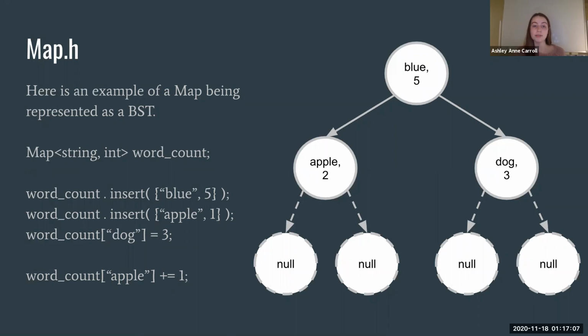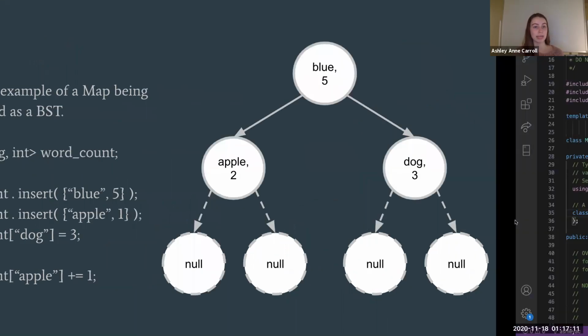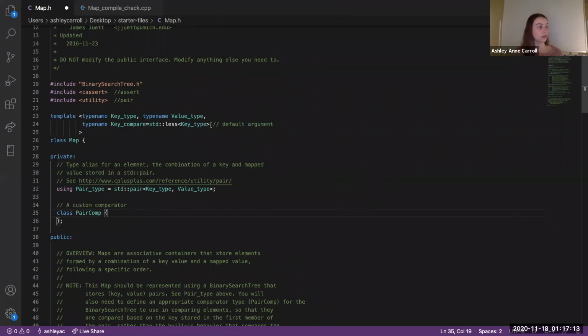Okay, now that we've established what a map is and how it more or less works, let's hop over to our map.h starter file. So the first thing I want to point out here is that we have 3 template parameters for our map. We need to specify the type of our keys, the type of our values, and our comparator type. In the previous example, we only included the key and value types because our comparator is default set to the standard library's less, which we can see here with the standard library less.